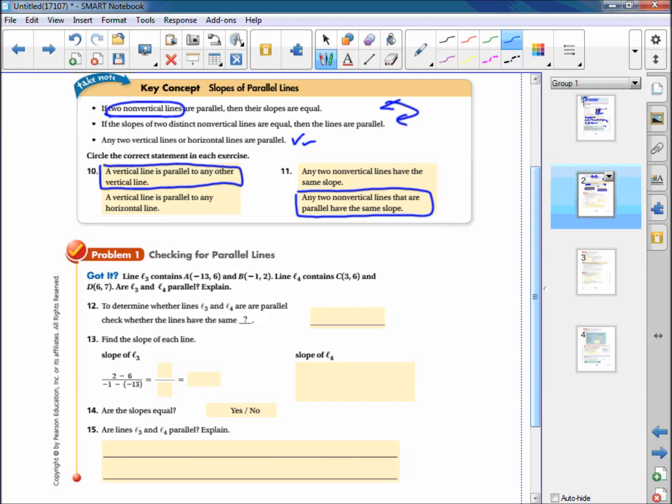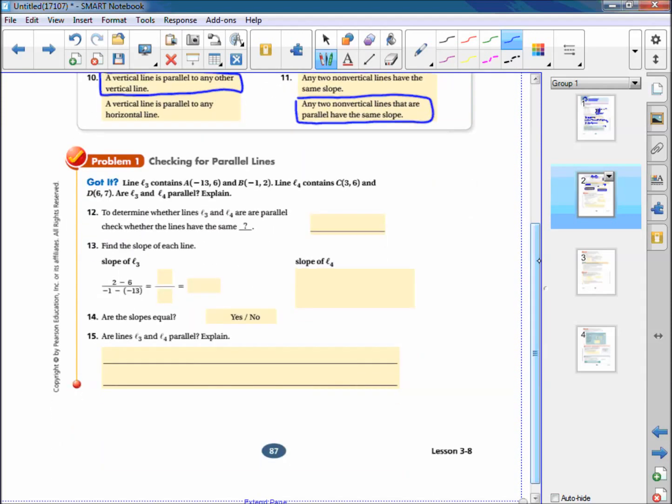Okay. So how do we check for parallel lines? Well, to check for parallel lines, we'd have to know if the slopes are the same. So line 3 here, L3, goes through these 2 points. And L4 goes through these 2 points. We want to know if L3 and L4 are parallel to each other. So to determine whether lines L3 and L4 are parallel, check whether the lines have the same slope. Find the slope of each line.